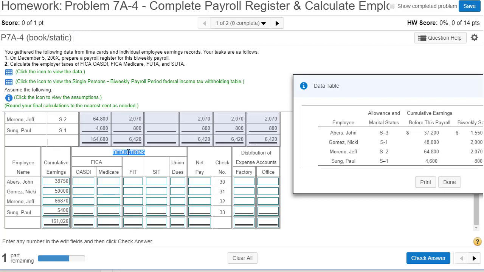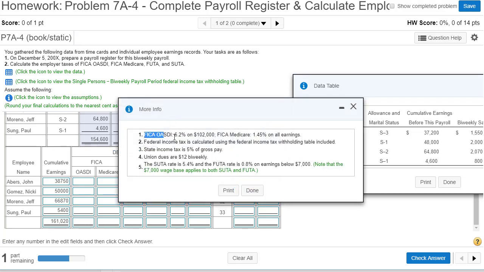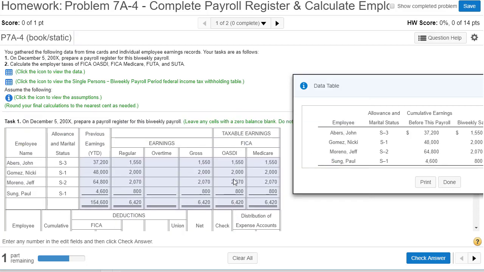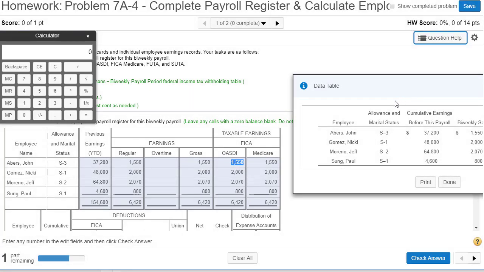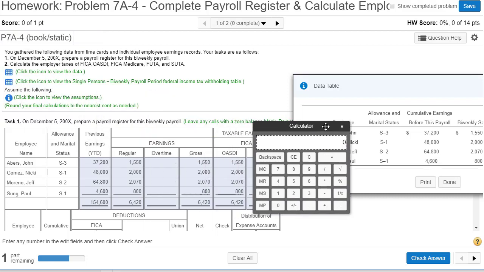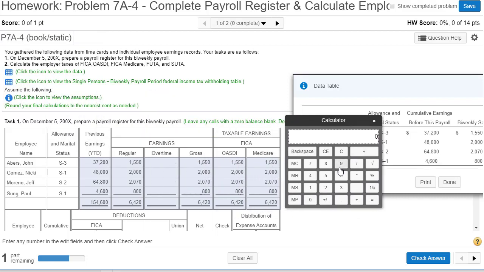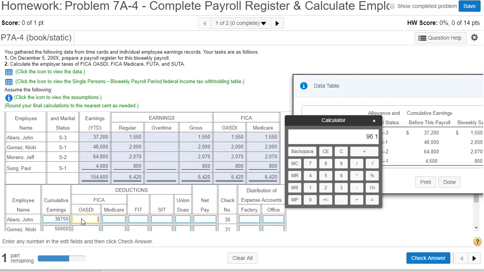And now we're working on the actual deductions. So how do we calculate OASDI? Well, if you forgot, it tells us 6.2% on anything below 102,000. So the way we're going to do this, we go back up here to the taxable earnings column. We're going to take his taxable OASDI, 1,550, multiply it by 6.2%. Let's see if I can get the percentage sign to work this time. So 1,550 gross times 6.2%. To hit the percent key, 96.1 deduction for John.